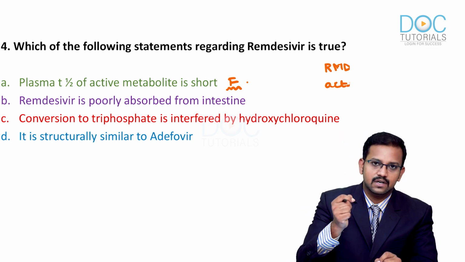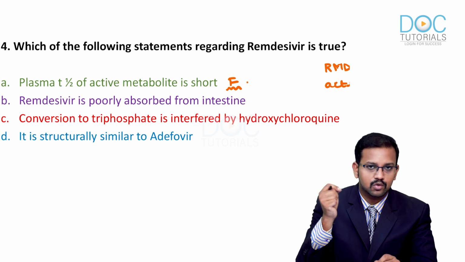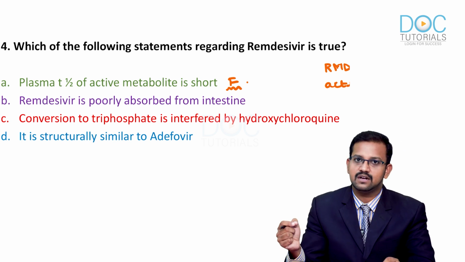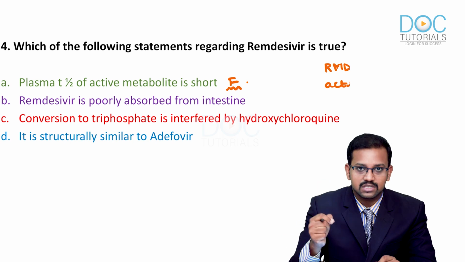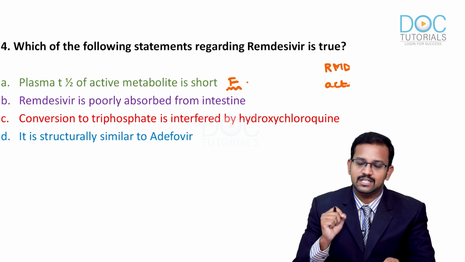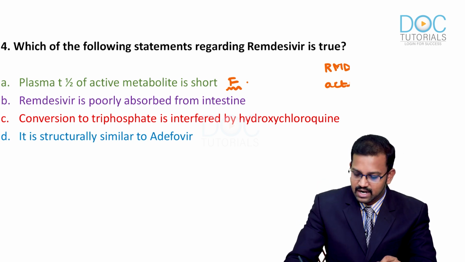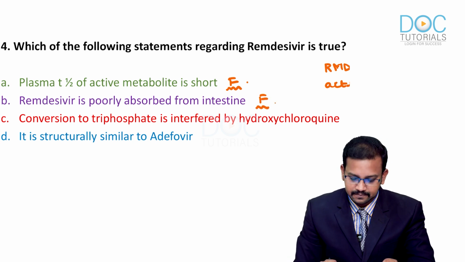Even if it is getting absorbed, those absorbed molecules are not going to gain entry into the circulation because they are broken down by the liver when they pass by it. So it has high first pass metabolism, and that's why this statement also is a false statement.